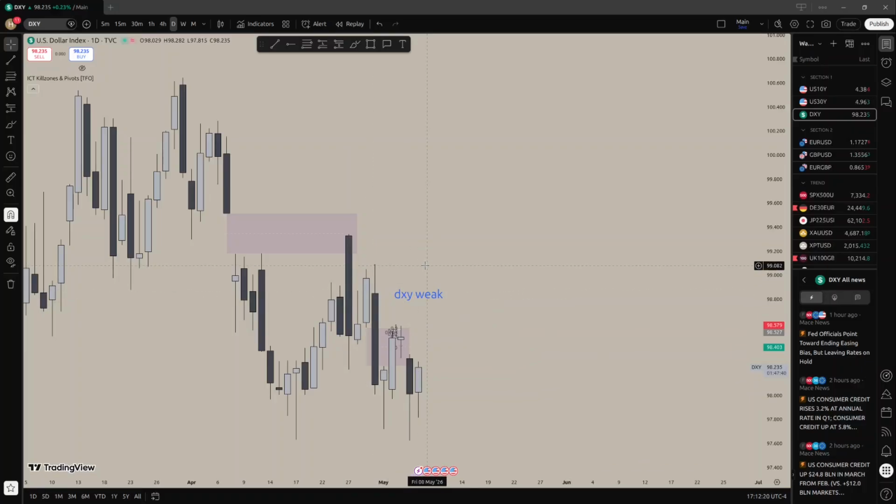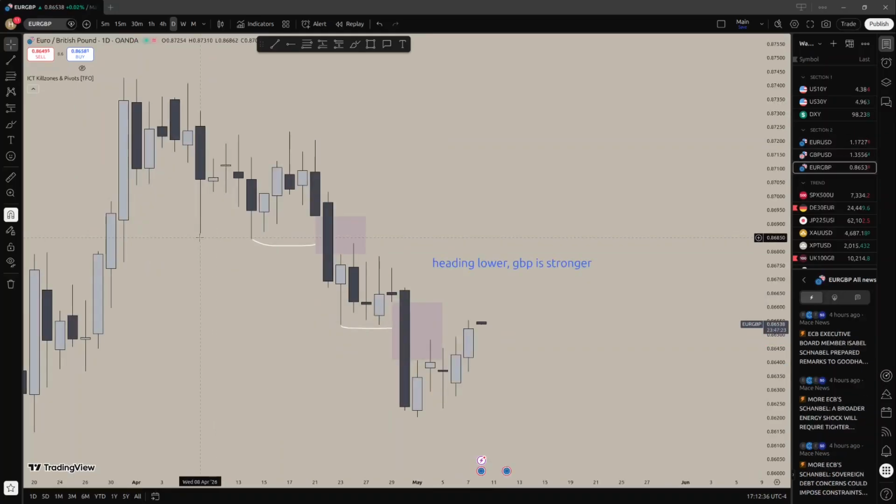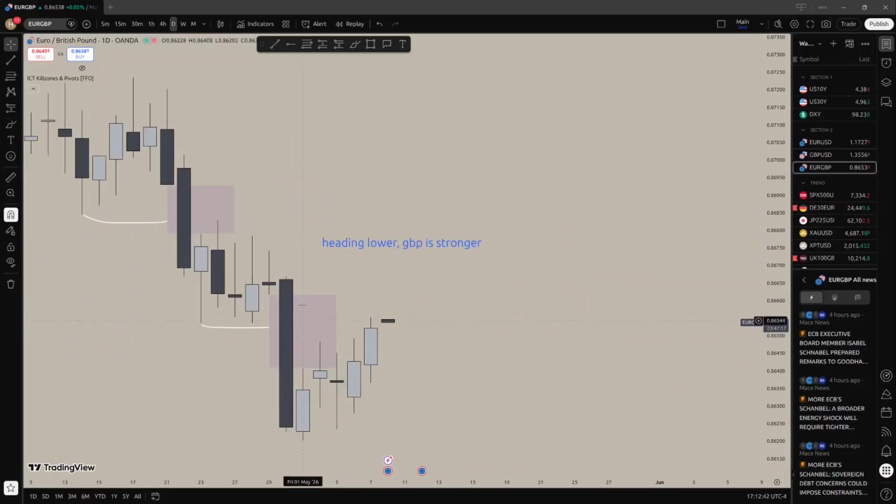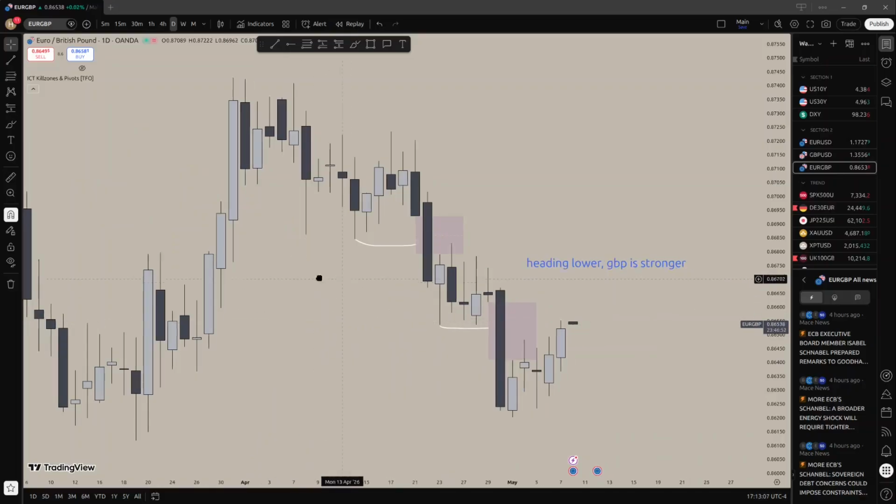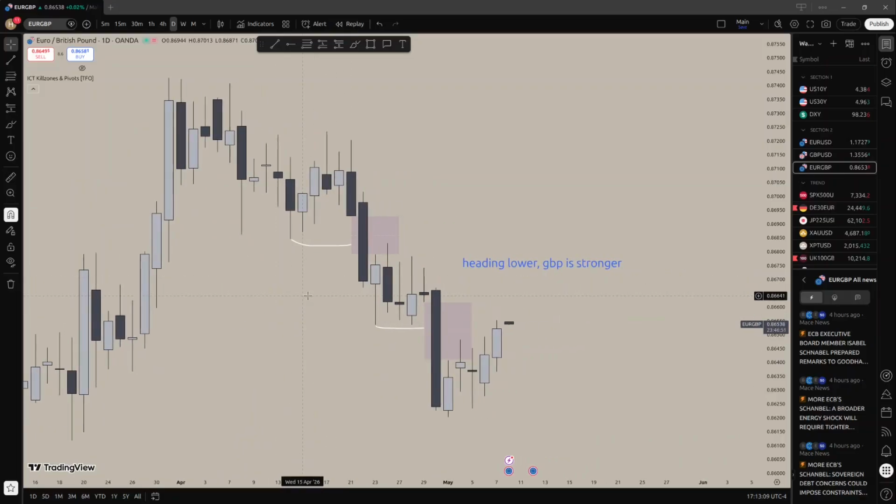What we now need to look at, since DXY is weak, is EURGBP, to see which is the stronger pair out of euro or pound. You can see bearish again. Lows are being taken out and bearish fair value gaps are being respected. Nice wick away, and then Monday here, wick away. So it's quite clear that we are heading lower, so that means the pound is stronger.